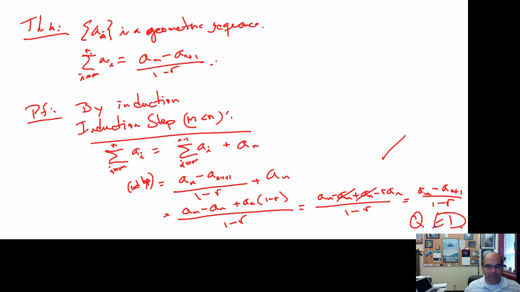So that's how we can do geometric sequences using induction. And I think in this case you'll probably agree that the induction proof is easier in many ways than the informal dot proof, if for no other reason than that it's easier to keep the algebra straight.